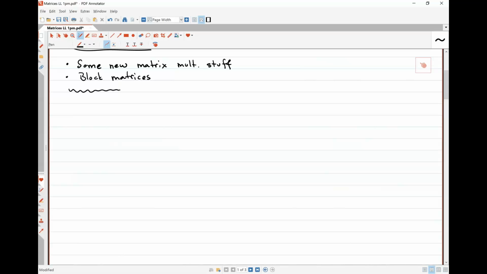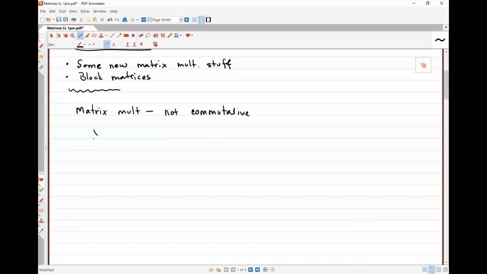So I think I mentioned in one of the videos that matrix multiplication is not commutative. The example I used was two matrices that actually were incompatible with multiplication in one direction, and you could find the product in the other direction.